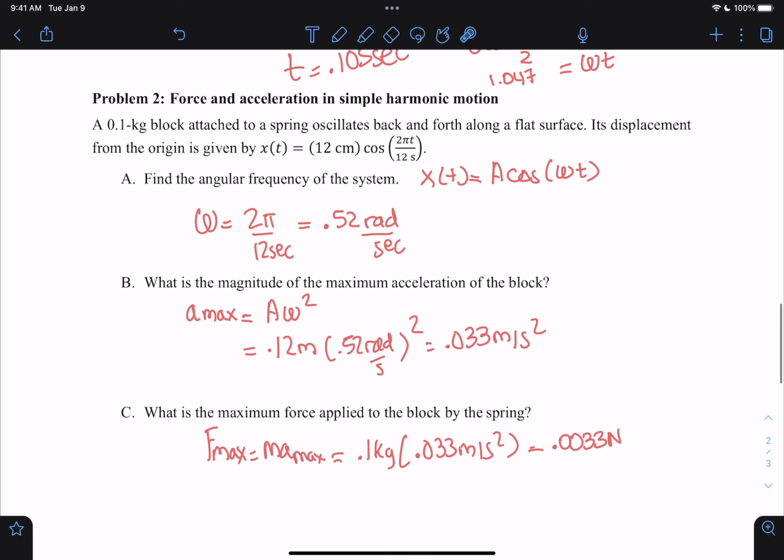I think this is by far the easiest problem in all of physics that we've done so far. This is probably the quickest problem I've gotten through ever.